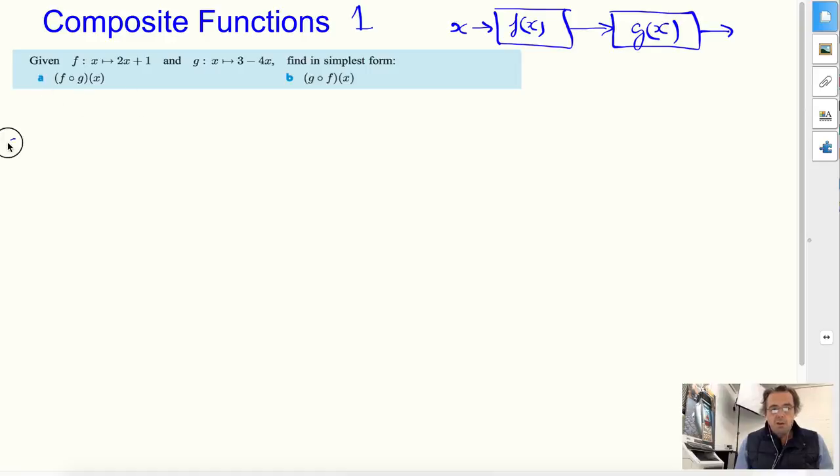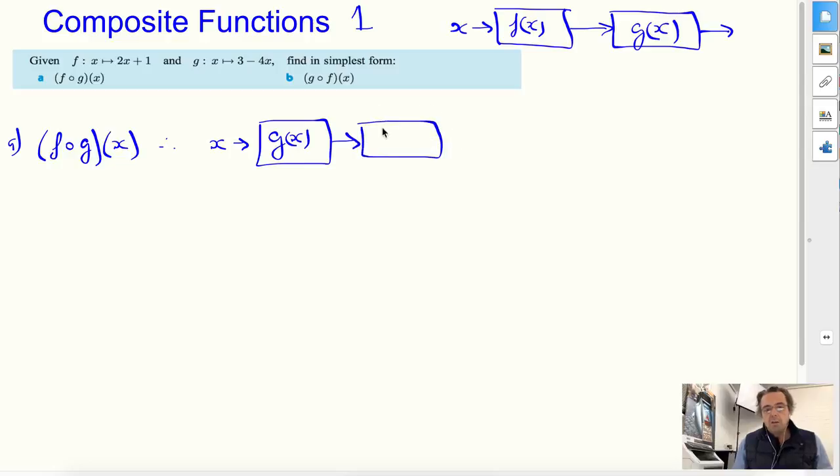And the notation here that we see in A, f following g of x, literally means that we have some kind of x, and we're going to put that in the machine called g of x first, and then the output of that being fed into the machine called f of x, and then the output is what we want. So f following g. Another way to write it is f of g of x. So put in an x, we perform g on that x, and then on the outcome of that, we perform f. So f is following g.